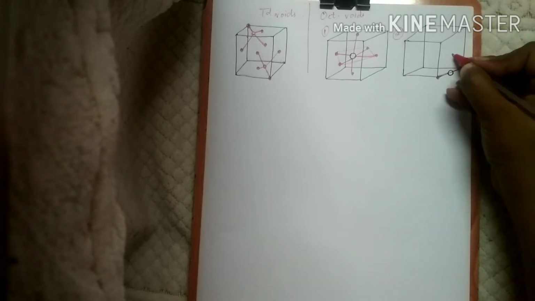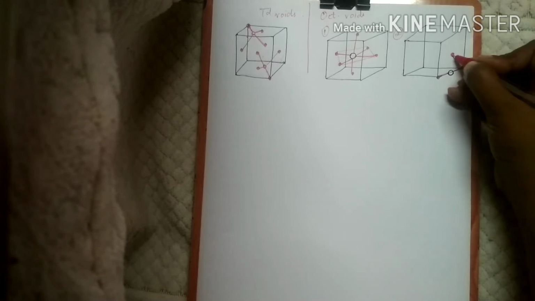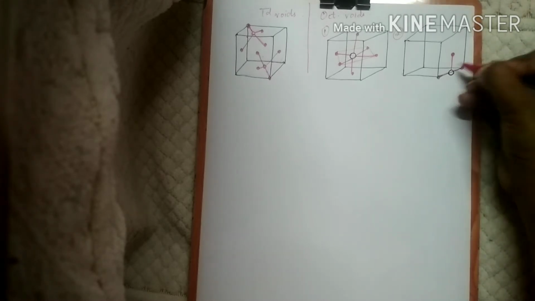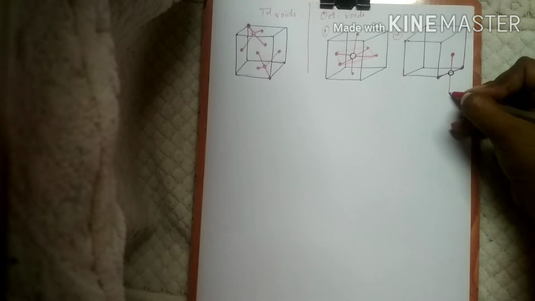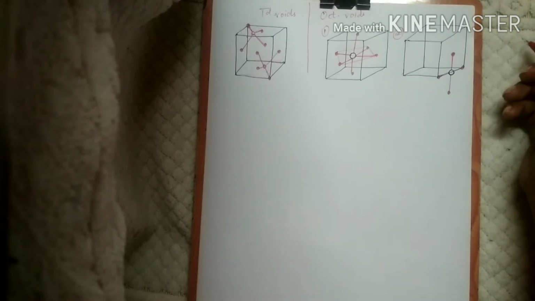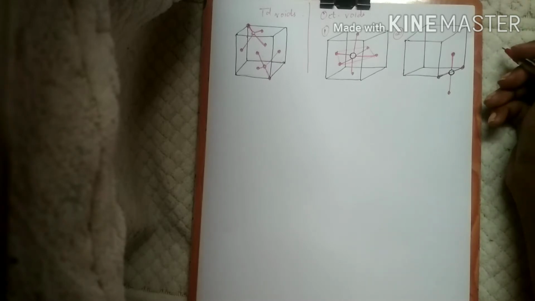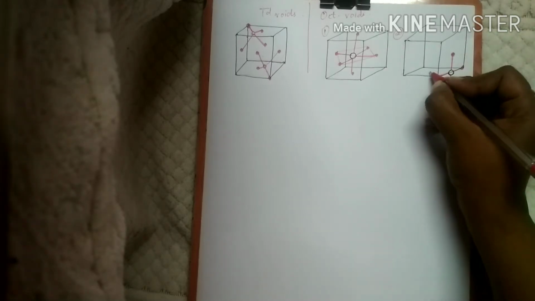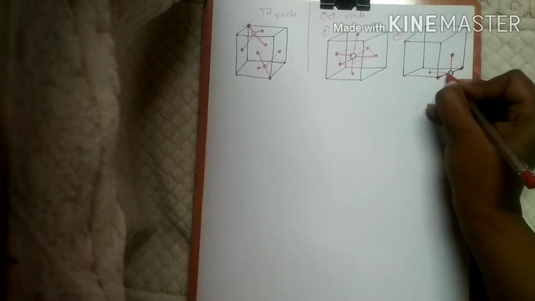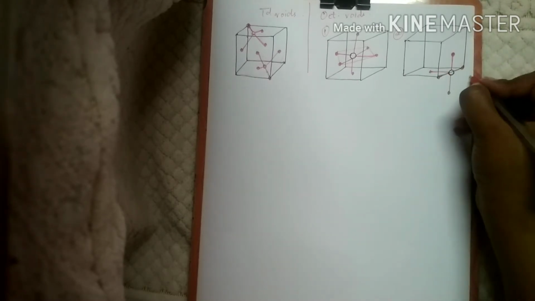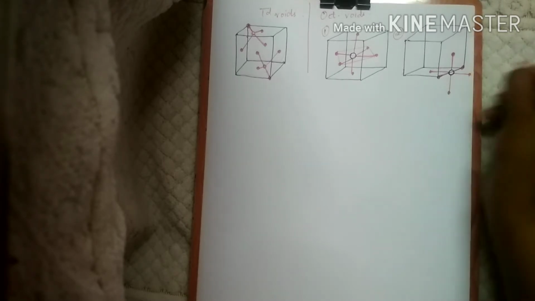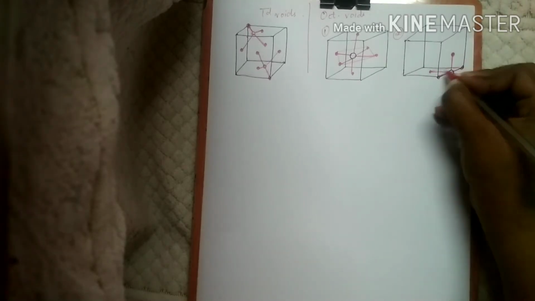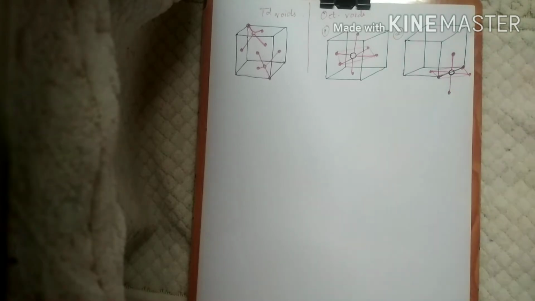Third will be the atom which is present at the face center of this right face. Fourth will be the atom which is present on the right face of the neighboring unit cell. Next will be the atom which is present at the face center of this bottom face. And last will be the atom which is present at the face center of this bottom face of the adjacent unit cell. So this way octahedral void at the edge center is formed.